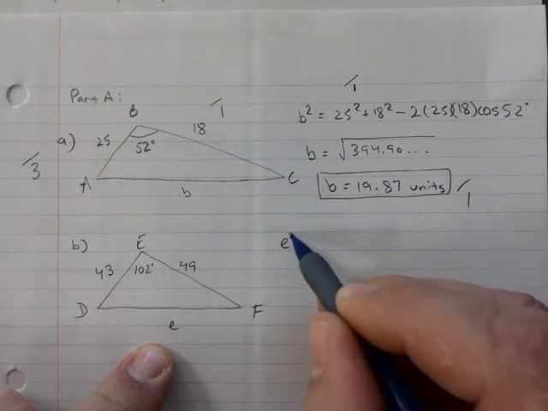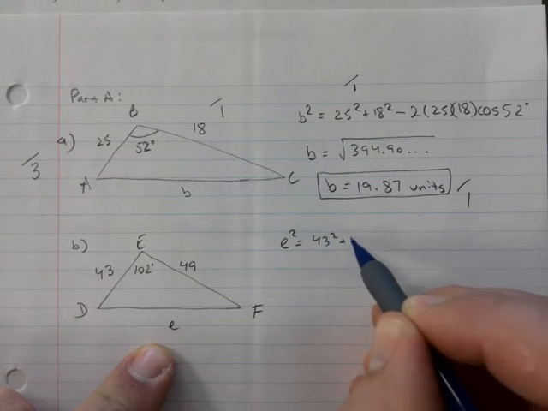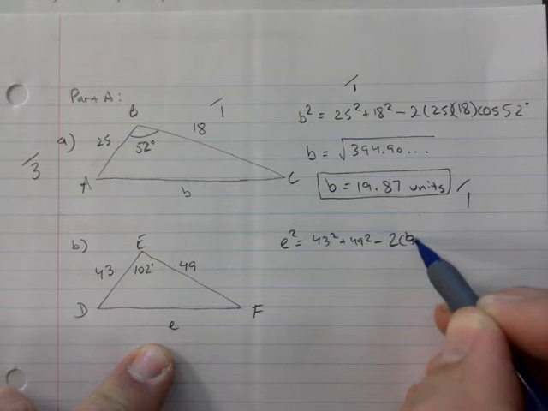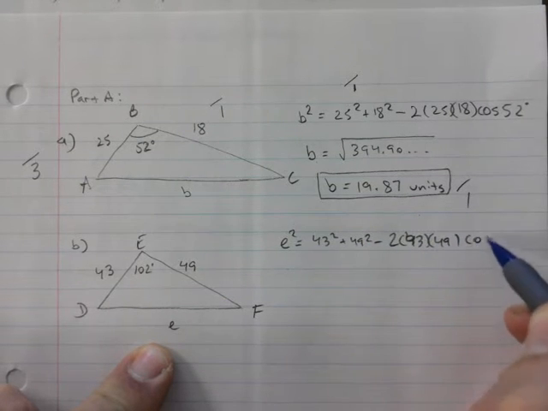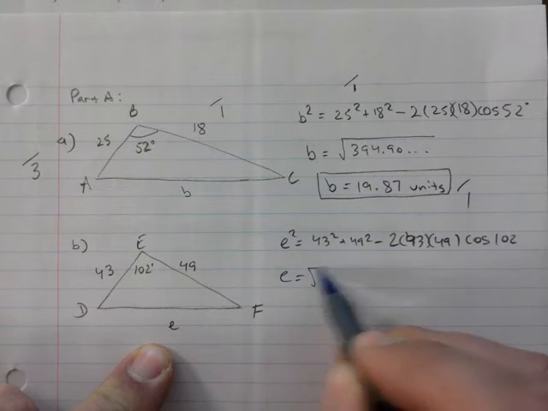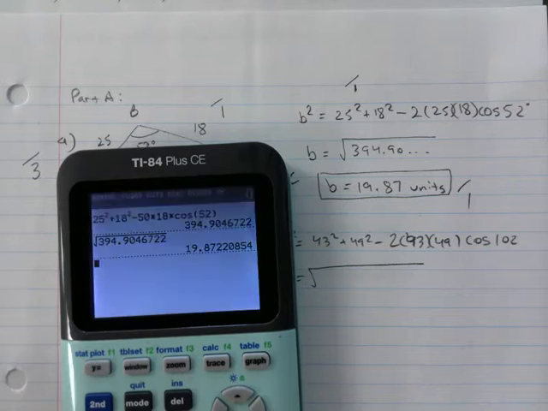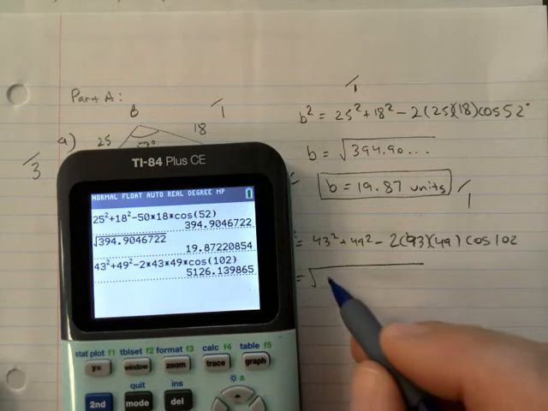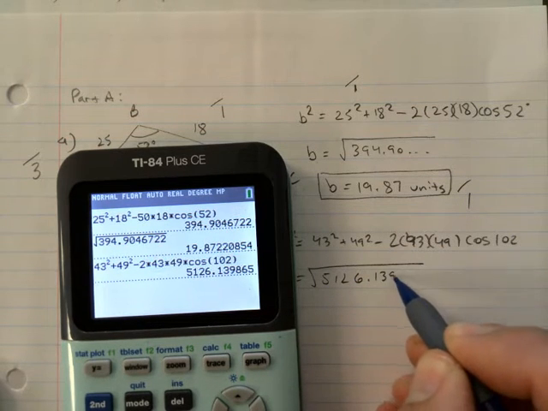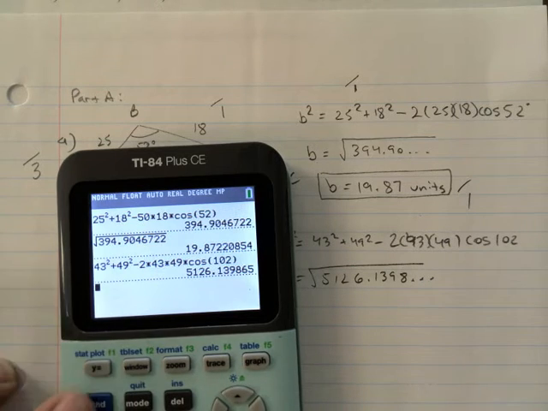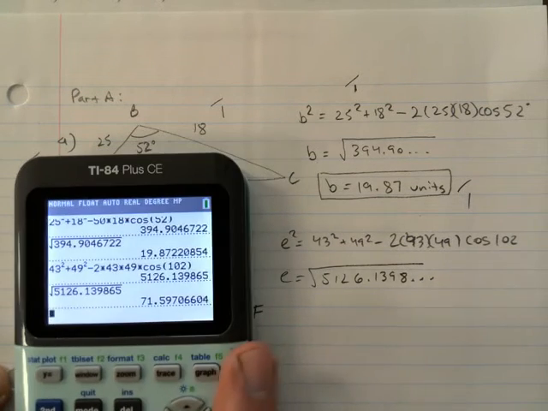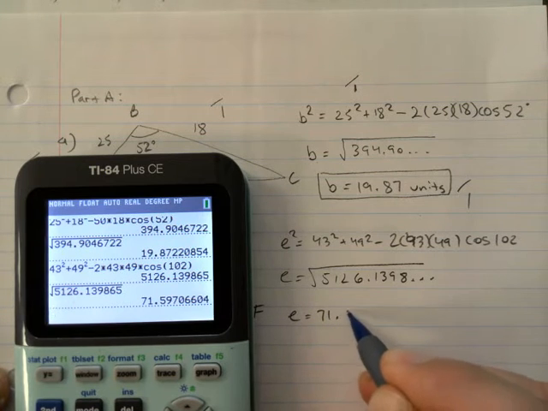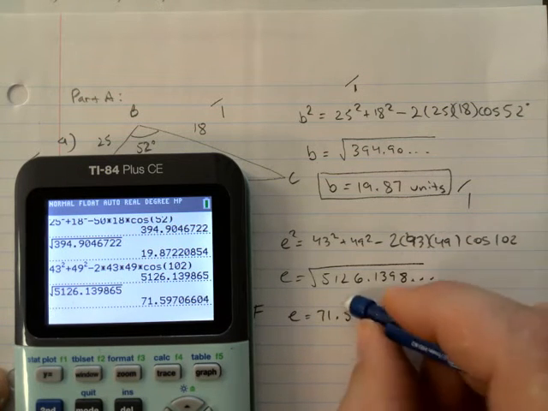The same thing again. E squared is equal to 43 squared plus 49 squared minus 2 times 43 times 49 times cosine of 102. E is the square root of, so you just type that in: 43 squared plus 49 squared minus 2 times 43 times 49 times cosine of 102, and you get 5,126.1398, and that keeps going. I take the root of that, and that's 71.59, which, what does that do?